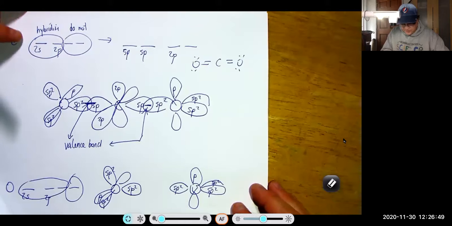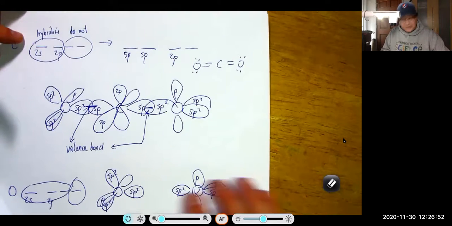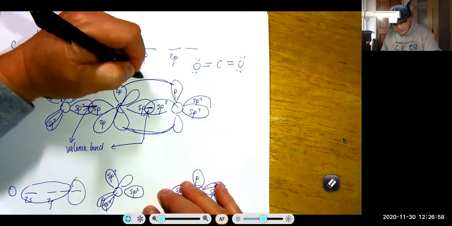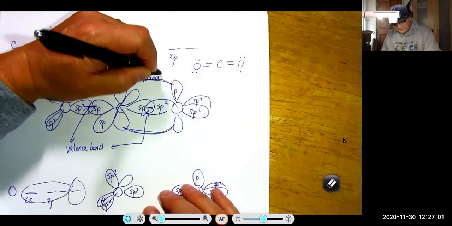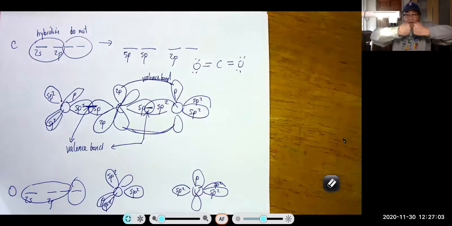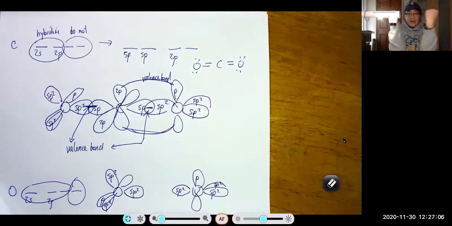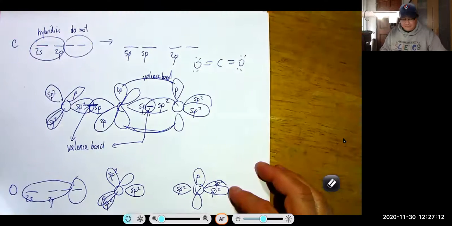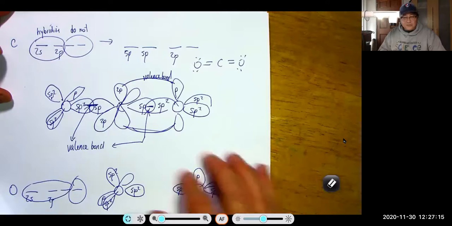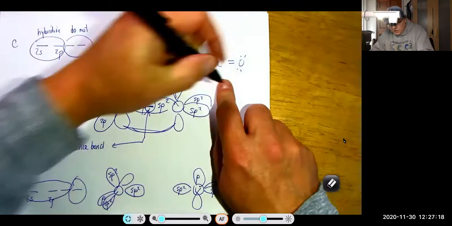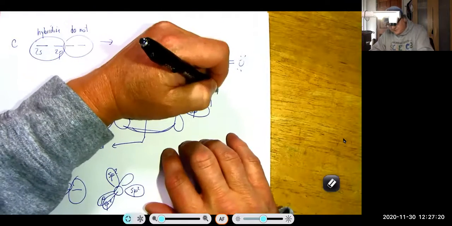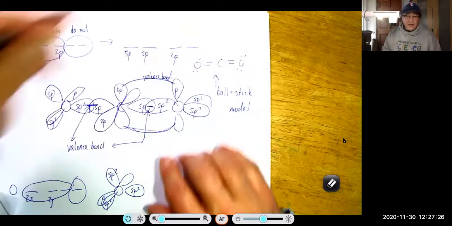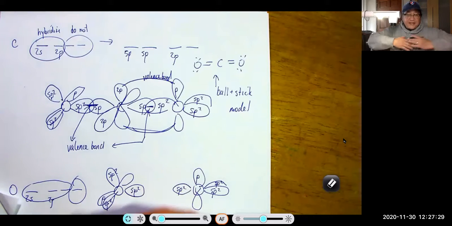It's easier to show it to you with these two. It turns out that this p orbital and this p orbital overlap, and this is a valence bond. So instead of a head-to-head overlap like this, you're doing a side-to-side overlap. Now you might say, well, there's way too much space between these for this to happen. It's impossible. You have to remember that this here is called a ball and stick model, where the atoms are balls and the sticks are the bonds.